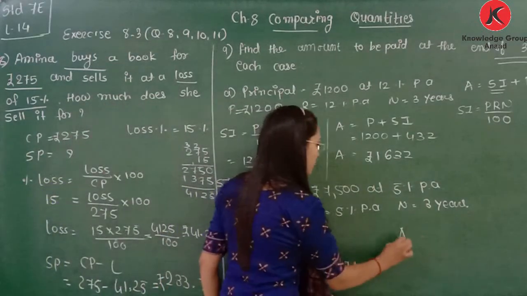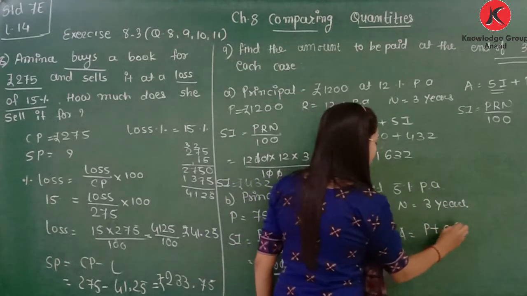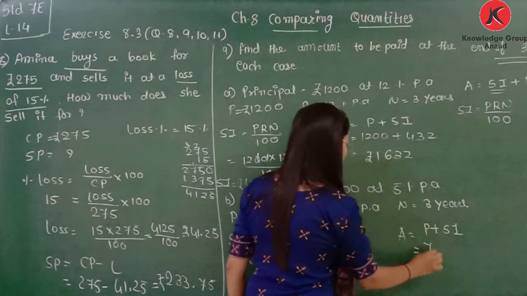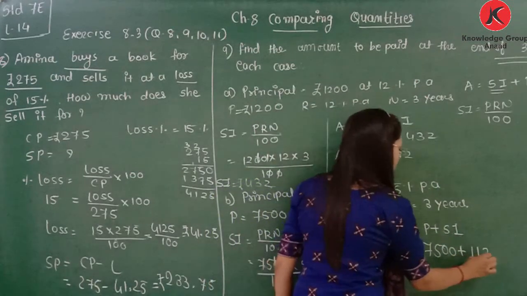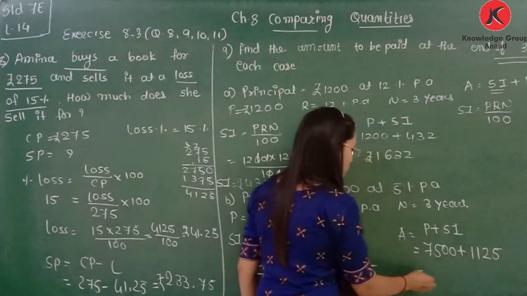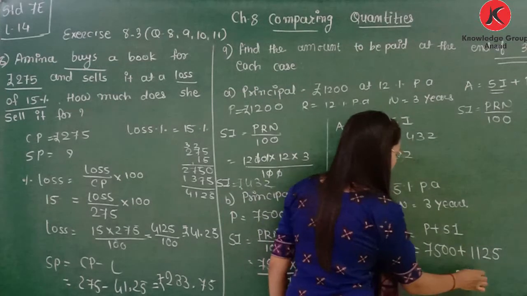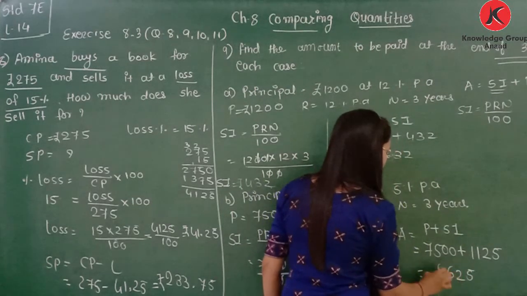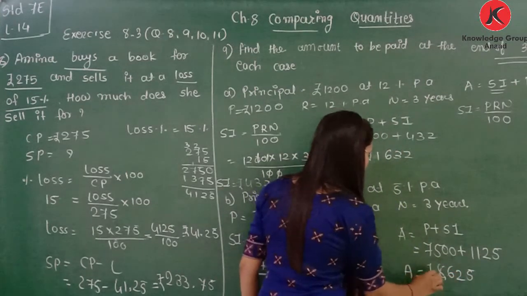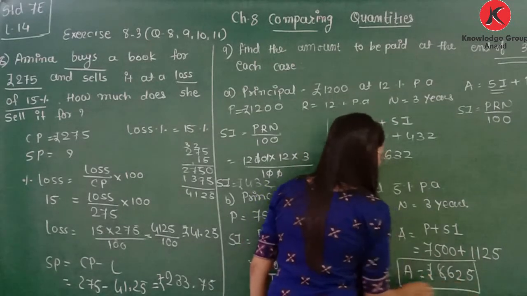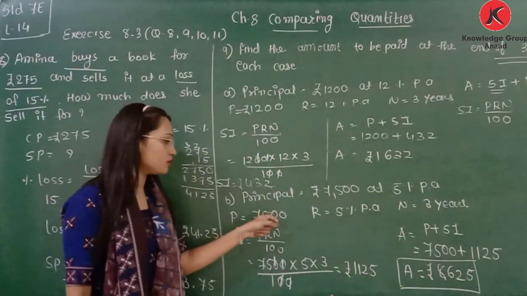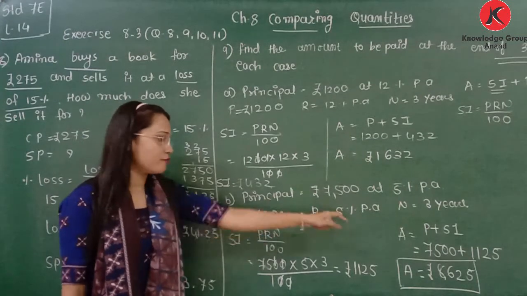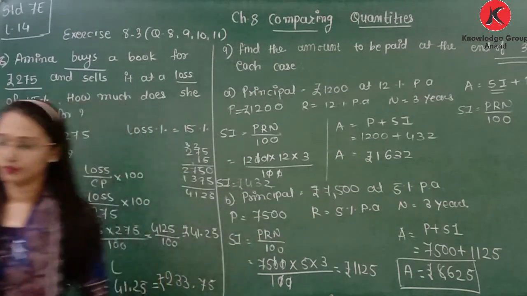So amount will be P plus SI. So the principal value is 7500. Simple interest is 1125. So the total money we need to pay after 3 years is 8625. That is our amount after 3 years when we borrow 7500 at 5% per annum.